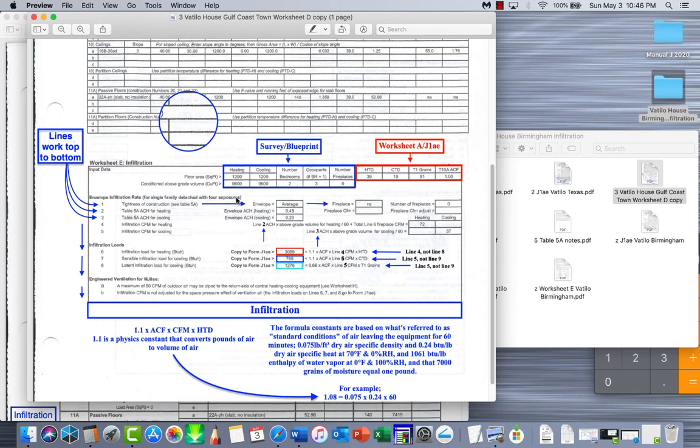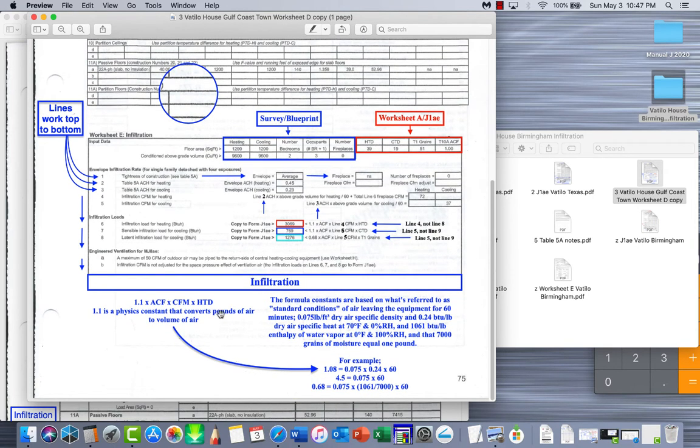Looking at where the information comes from, I've got a box around this part right here. This part actually comes from the survey. All the information you'll find on this part comes from the blueprint or survey. This part right here comes from worksheet A or J1AE, and you can use either one you want to. I did put some information down here.